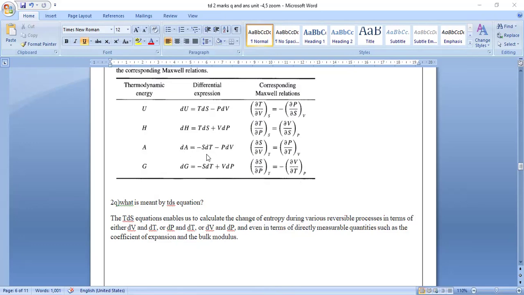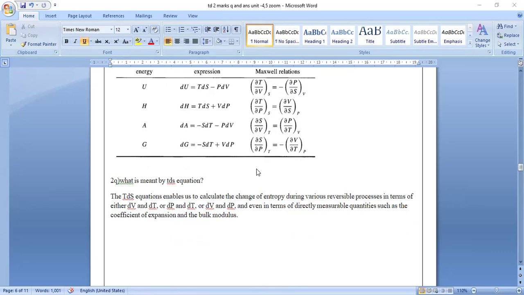Here also, minus dou s by dou v, with T taken out, is equal to dou p by dou T, with V kept constant. Whatever the last term is, that will be kept constant. So dou s by dou p is taken with T kept constant. Here also the same, V and P are there, and the remaining is temperature T, so dou v by dou T with P constant. These are Maxwell's equations.